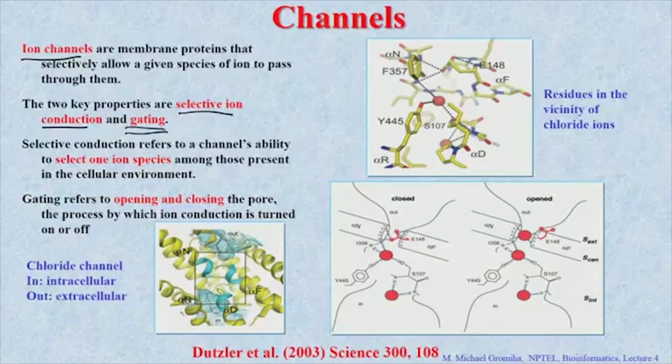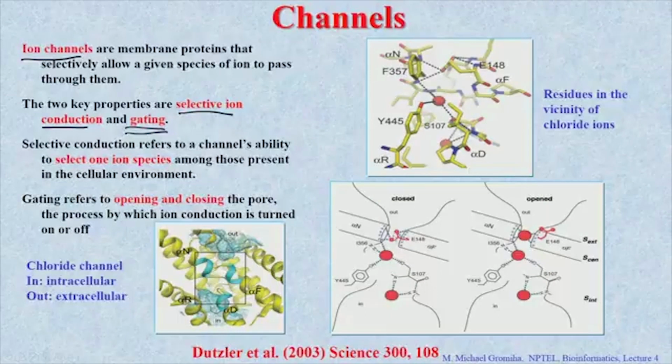Gating means that in some cases the channel opens and allows passage, and in other cases it closes the channel. In that case the molecules cannot enter these channels. If you see this example, it shows the closed and open conformation. Here the ion is here, and it wants to be transported through the membrane. Here you see glutamic acid 148, which is inside the membrane.